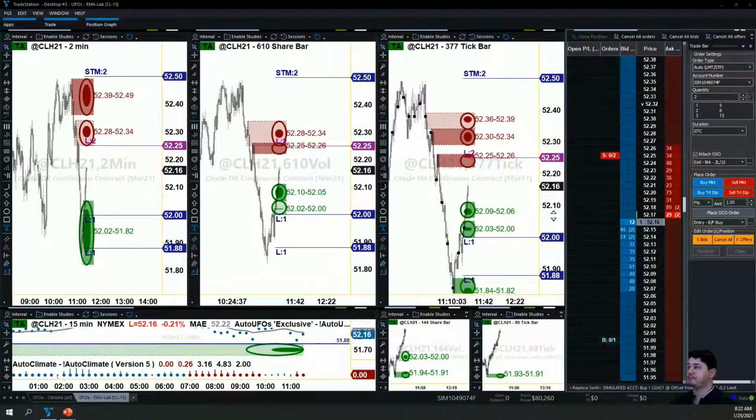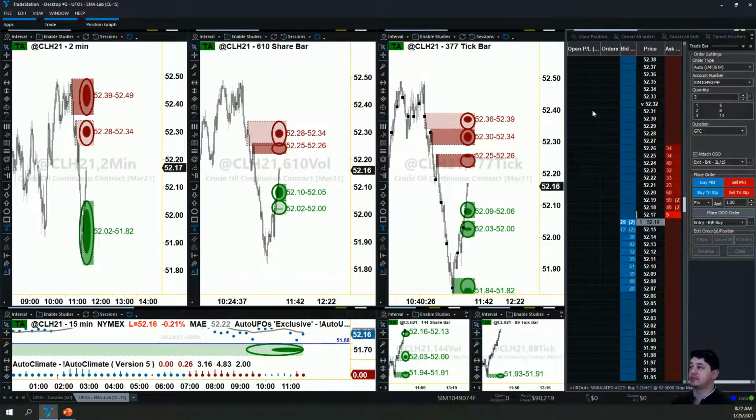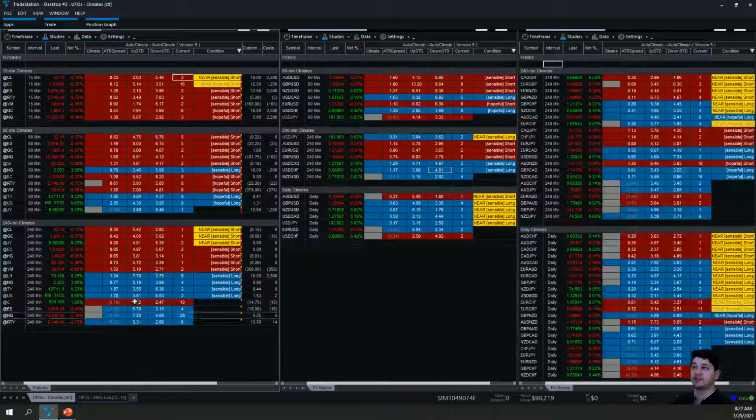Okay? I myself, as I said, this is not a trade that I would be willing to take, so I'm going to go ahead and cancel it. That's just my personal preference. Otherwise, the trade does meet the criteria, the rules for entry. And as you see, it is flashing near sensible short.